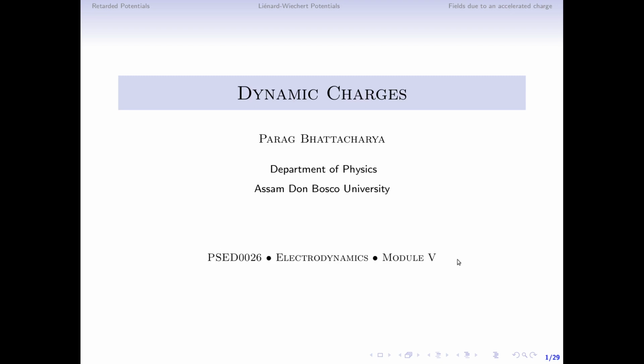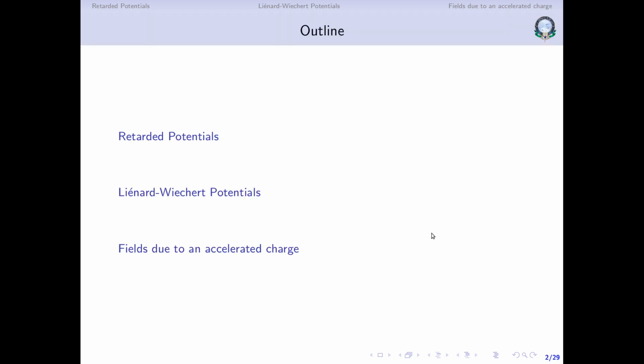So in this lecture we have three main topics. First is the concept of retarded potentials. In fact, the topic of this lecture is retarded potentials. Then in the next lecture, in a different video, I'll be discussing the Liénard-Wiechert potentials. And this Liénard-Wiechert potential is basically applying the concept of retarded potentials to the case of an extended charge.